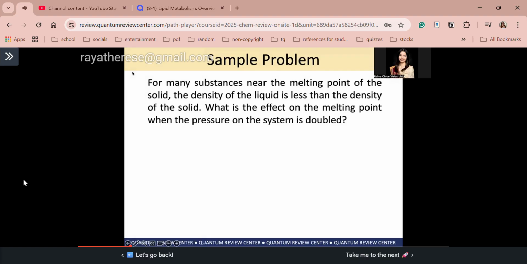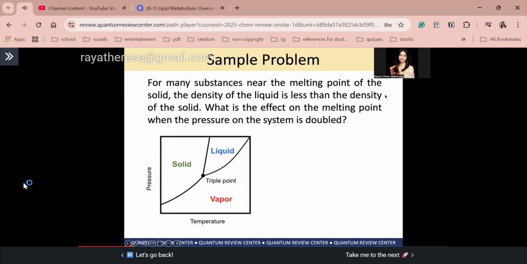Let's proceed. For many substances near the melting point of the solid, the density of the liquid is less than the density of the solid. What is the effect on the melting point when the pressure is doubled? So guys, this is the phase diagram of most substances. Water is the opposite. Isn't it that for water the slope between the solid and liquid is negative? For most substances, we have a positive slope between the solid phase and the liquid phase, and this means that the density of the liquid is less than the density of the solid.